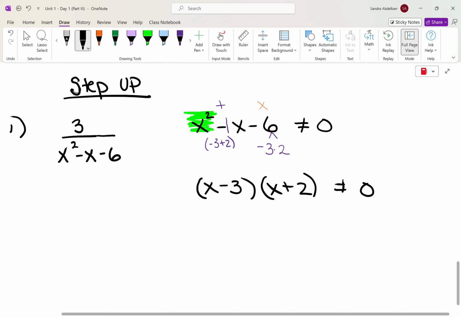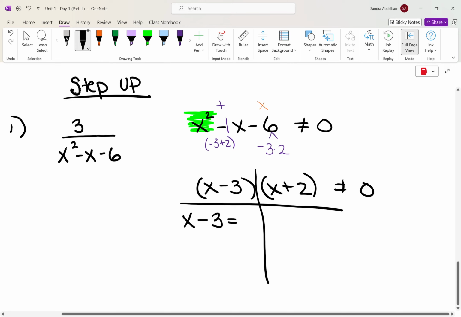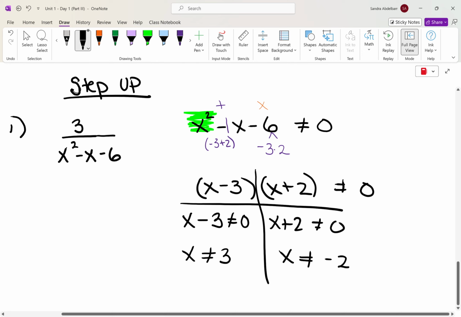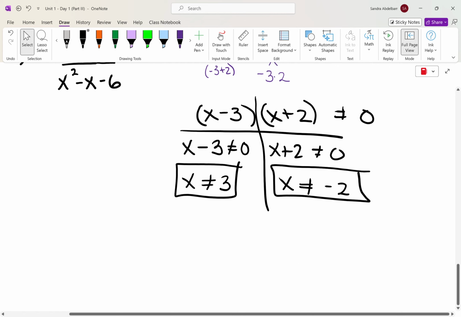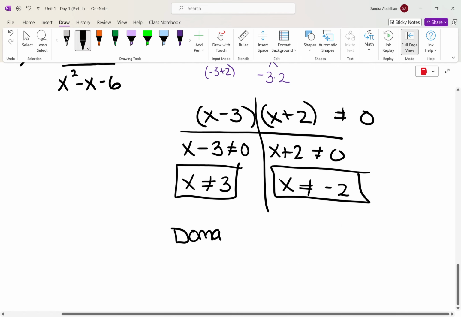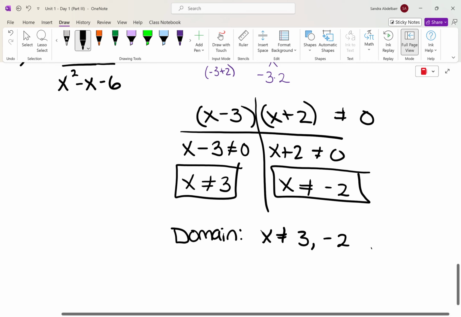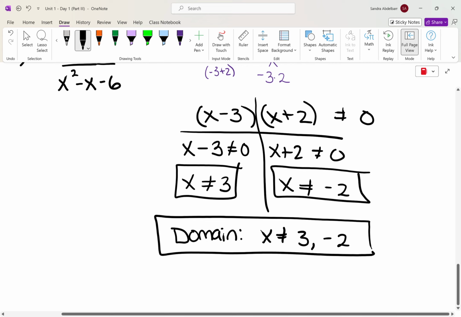But now what we want to do is see what makes these 0. So we have x minus 3. We know we do not want it to equal 0, and we want x plus 2 to not equal 0. So we go ahead and solve this. We know x cannot equal +3, and x cannot equal -2. This is our restricted domain. So basically it's saying our domain could be any number except 3 and -2.